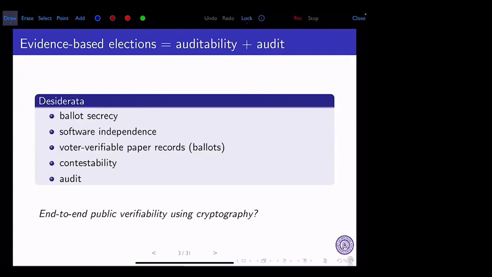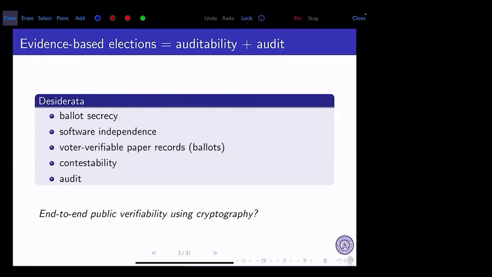Almost all countries require you to have voter verifiable paper records. And these are the ballots. Because these are the ballots, they cannot fall, as we discussed, into a sack behind a glass window, like it happens in India, right? That's not voter verifiable.